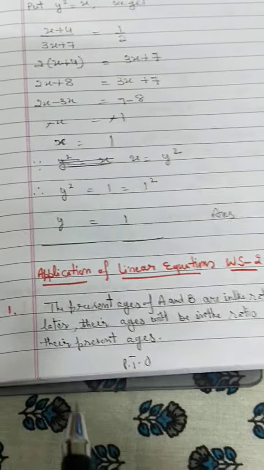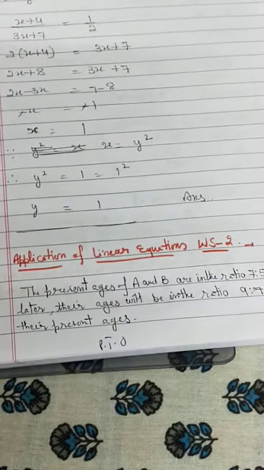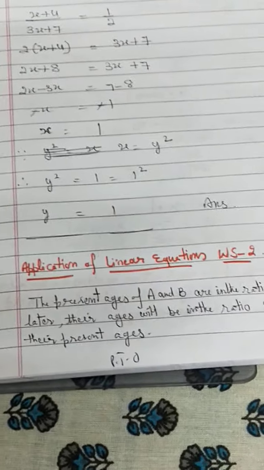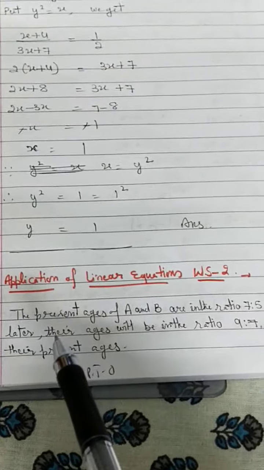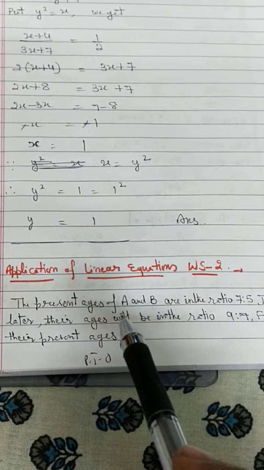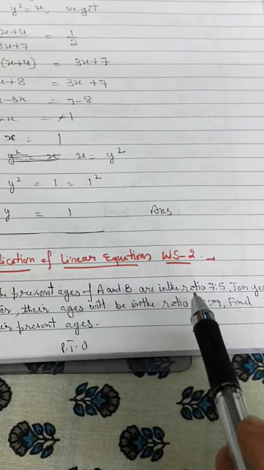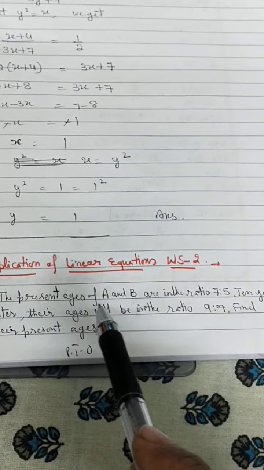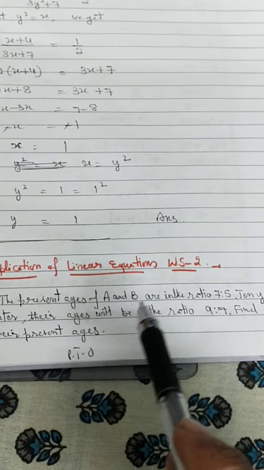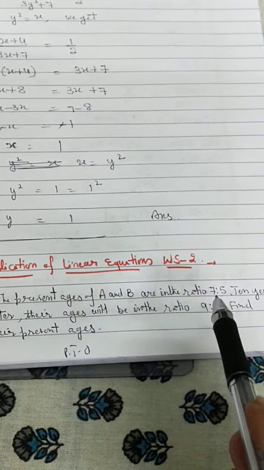Now I go for 2 questions from worksheet second. Application of linear equations, worksheet second. The present ages of A and B are in the ratio 7:5. Let A be 7x and B be 5x.